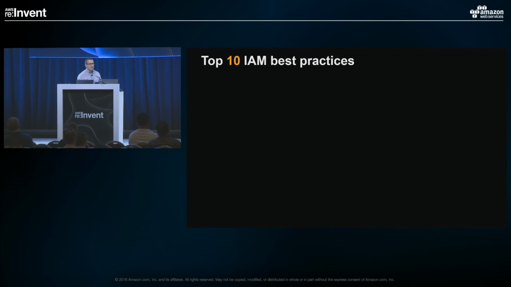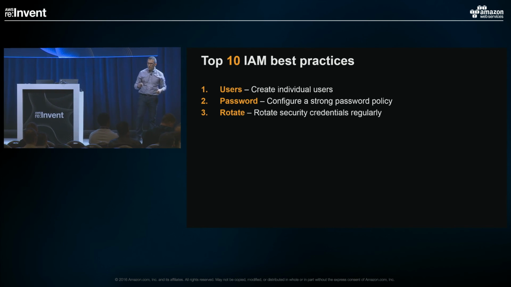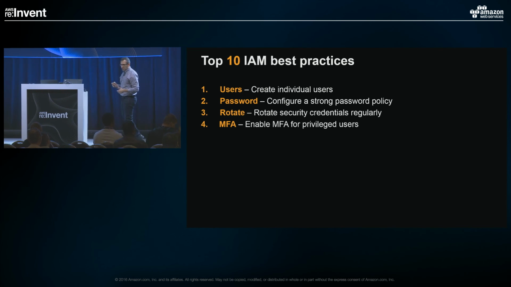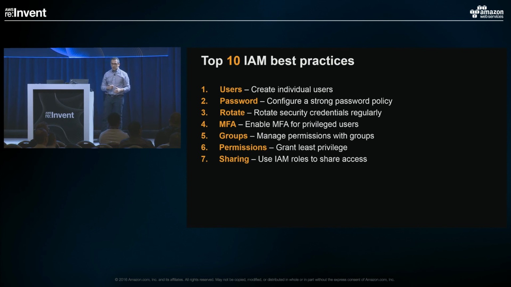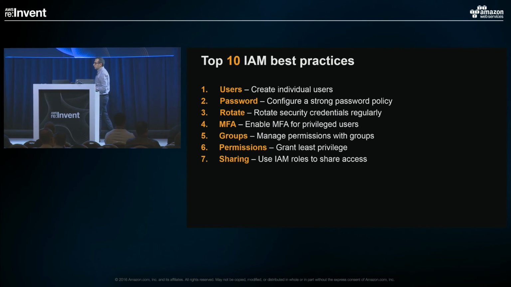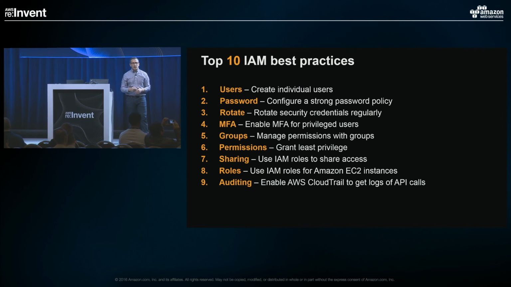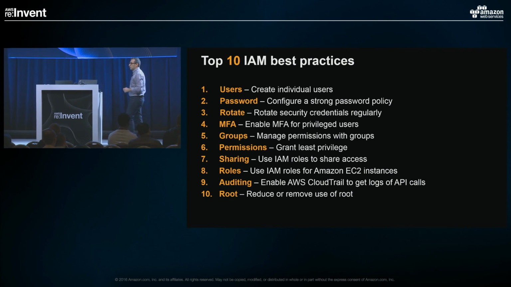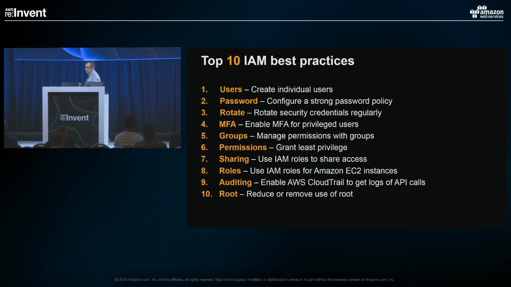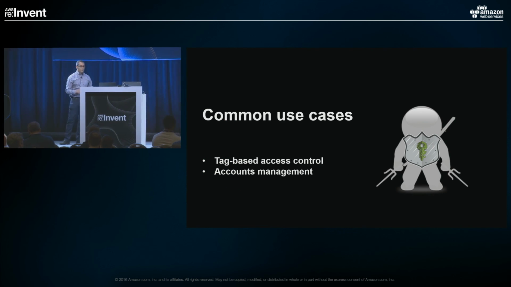So here are the IAM best practices, and I'm going to recap them quickly. Create individual users, password, rotate your credentials, enable MFA on privileged users, use groups to manage permissions, and grant least privilege. When you come to sharing, use roles, launch EC2 instances with an IAM role, and enable CloudTrail for auditing. And finally, don't forget, you don't need to use your root credentials. Always use IAM users.